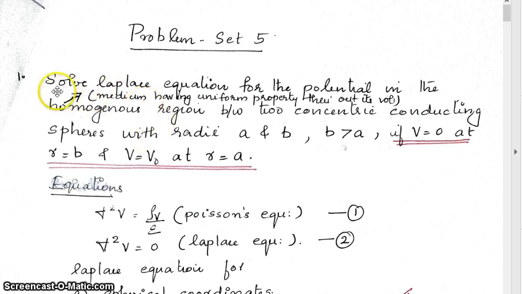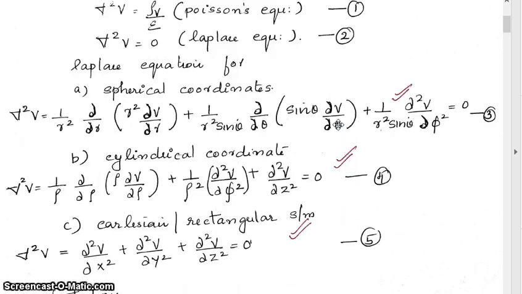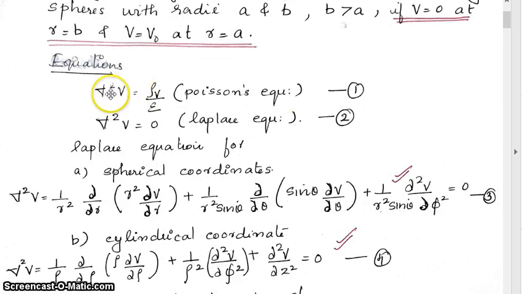So here you are coming across a new term, homogeneous. It means a medium having uniform property throughout its volume. That's all. Okay. Now before going to the solution, you have to learn this equation by heart.